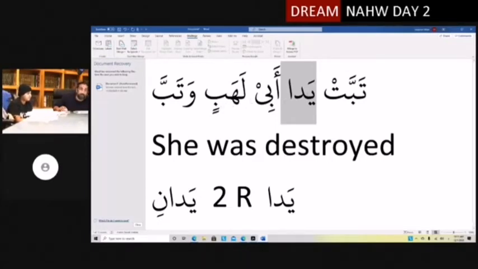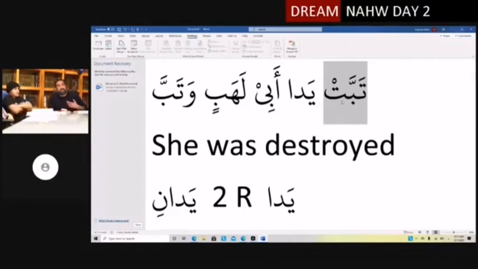Okay, now let's go back. Is the word tabbat he or she? This is past tense, right? Huwa nasara and hiya nasarat. So it matches with tabbat. Is this the kind of verb where you could have an outside doer? Yeah.